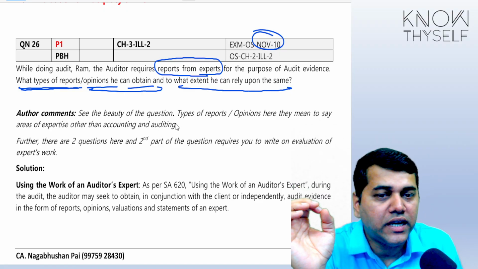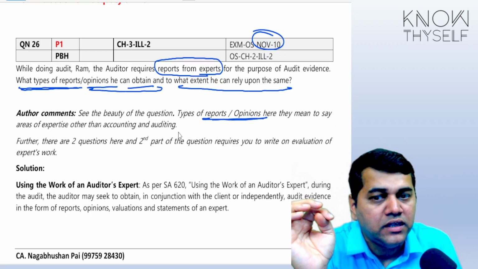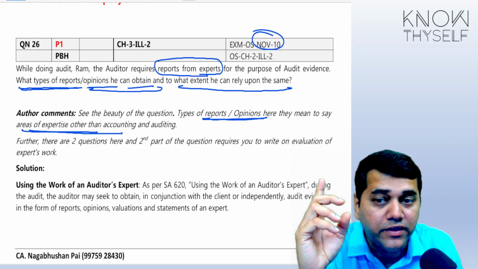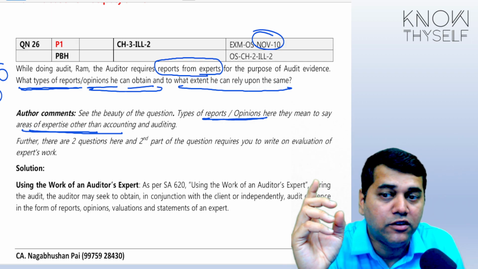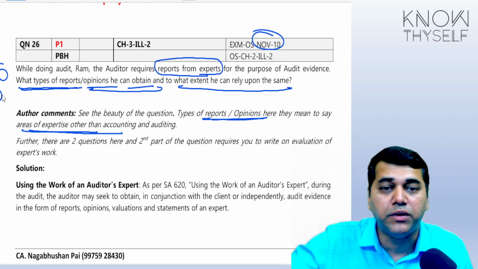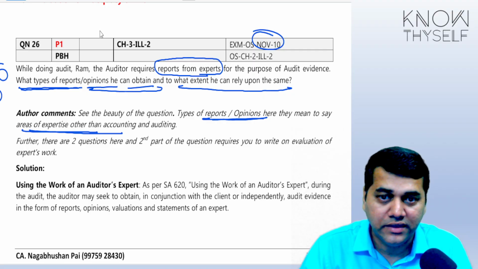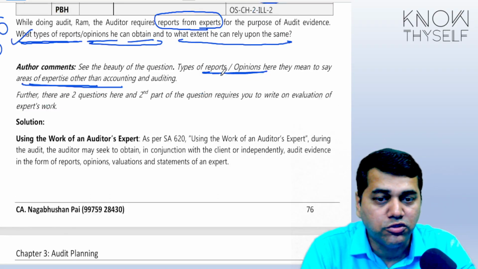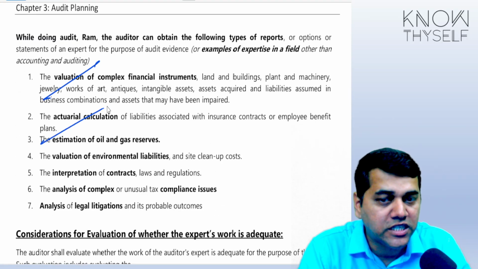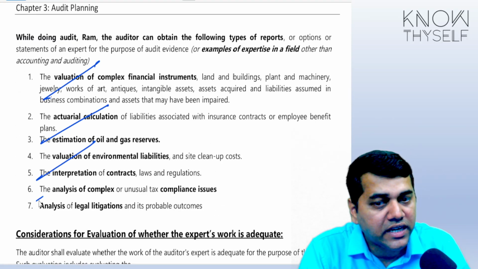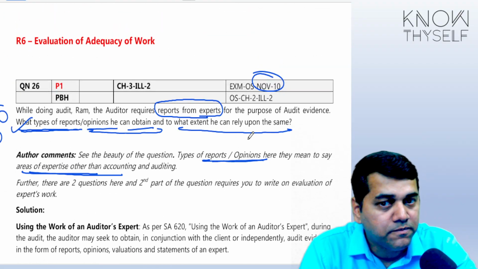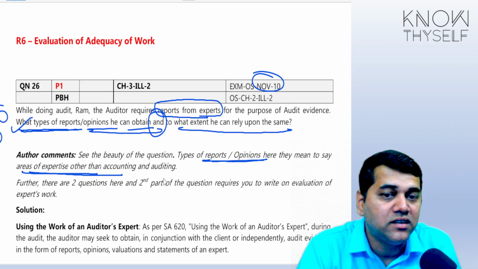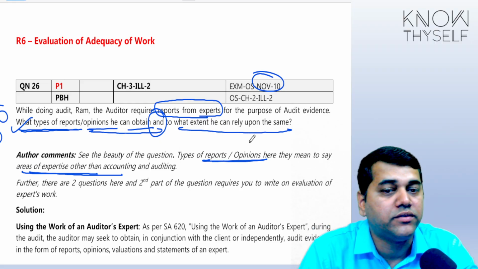When you are telling types of opinion here, they are talking about the areas of expertise that you have to tell. In the first para, there was one picture: inventory valuation, reserve valuation, building valuation, legal. That point you need to tell here. What types of reports and opinion can he obtain? He can obtain actuarial valuation, estimation of oil reserves, interpretation of contracts, analysis of complex compliances. This is one part of the question. Then they said, and to what extent can he rely upon the same? How do we decide?